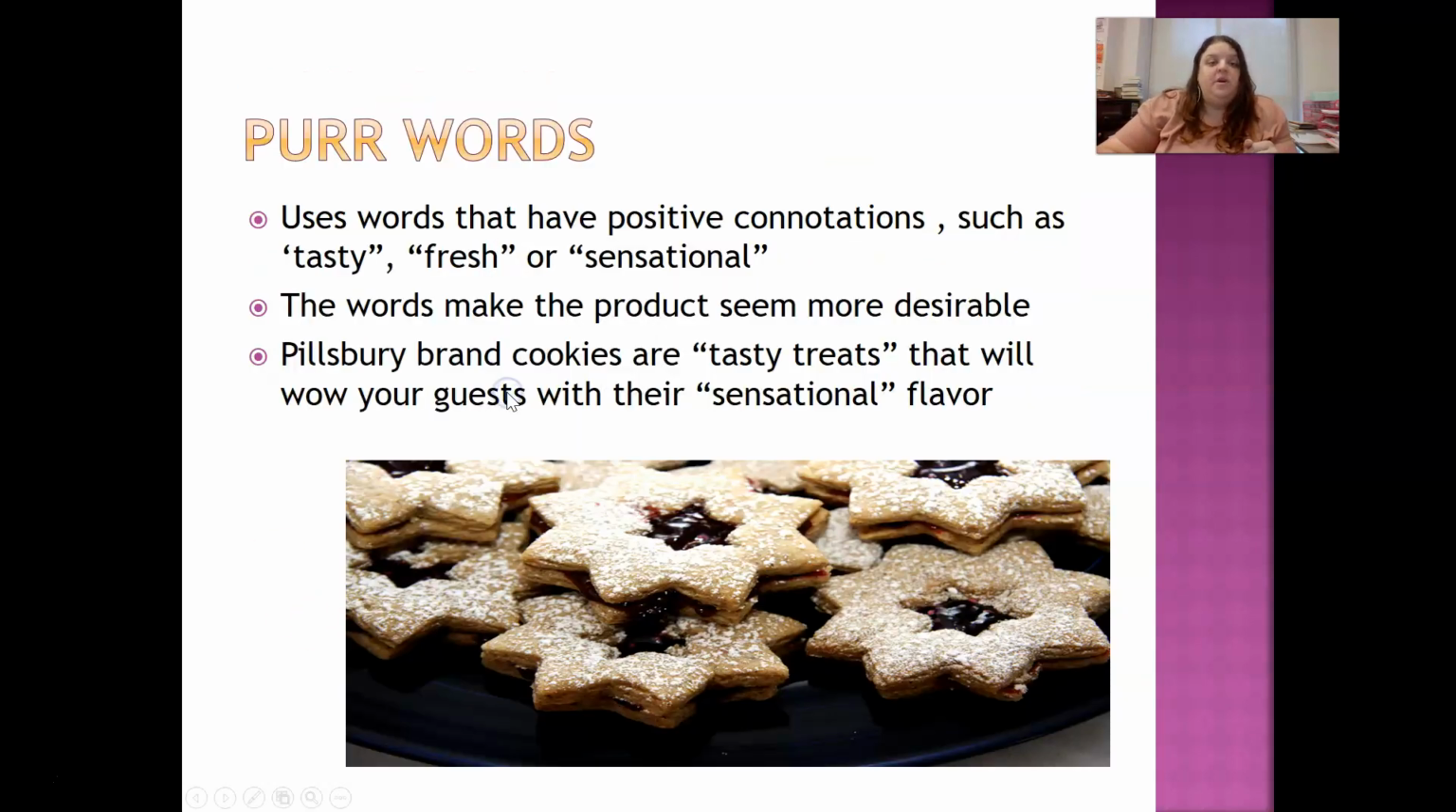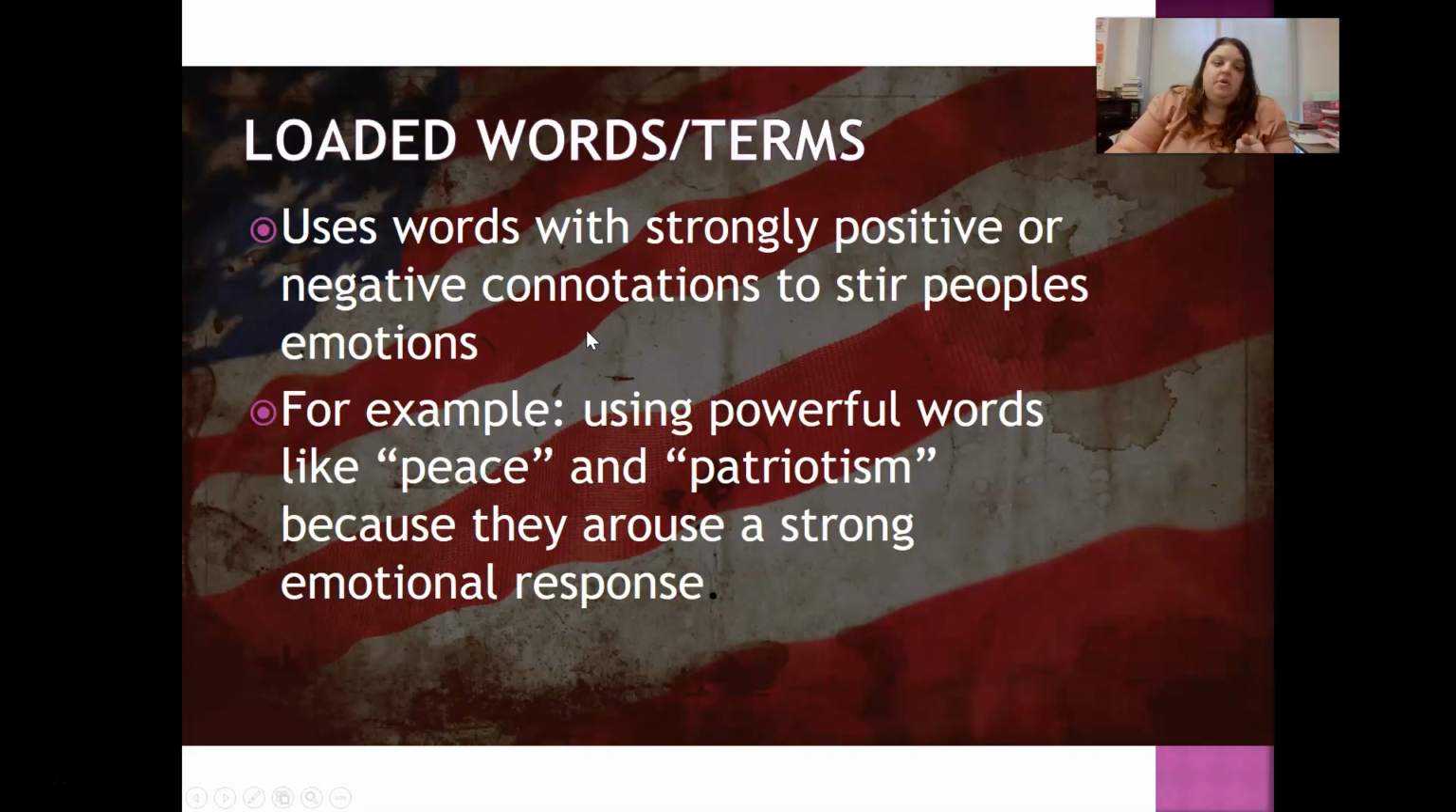Okay? The next one is purr words. Purr words are words that have a positive connotation. Tasty, fresh, delicious, sensational, flavorful, loving, caring, delicate. Right? They make the product seem desirable or something that you want, right? Pillsbury cookies are tasty and delicious, right? They want to invoke those positive words. They're called purr words. Loaded words or loaded terms.